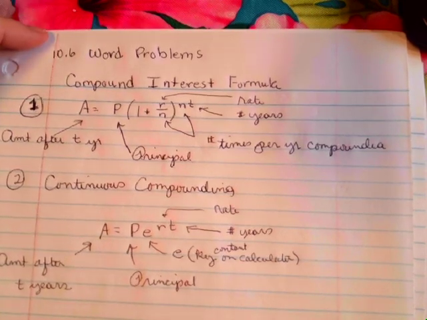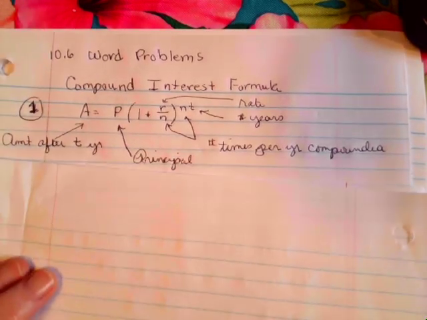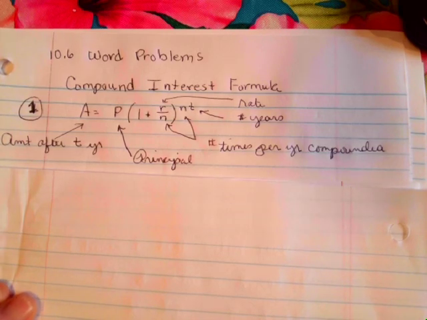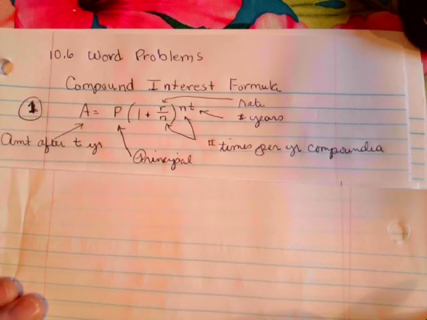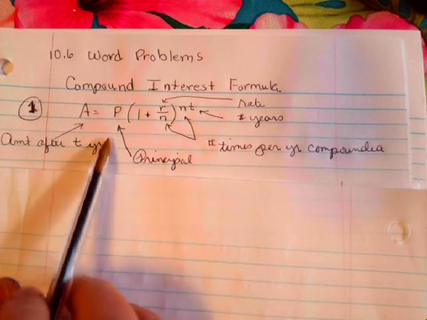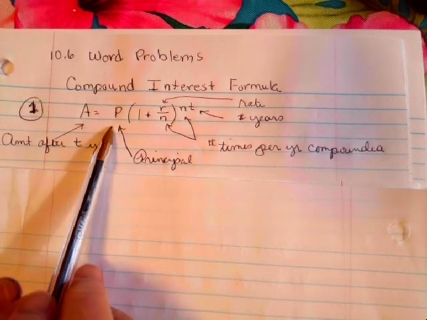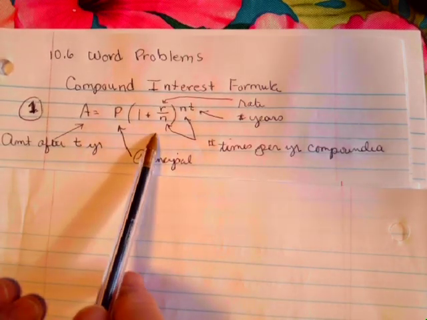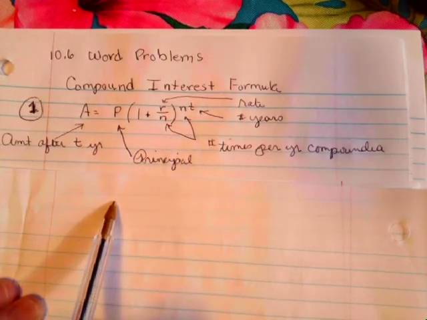There are also some word problems in 10.6, some compound interest problems. Some of them are compounded continuously, and some of them are compounded at different time periods like quarterly and monthly. The compound interest formula is A equals P times (1 plus R over N) to the NT power.